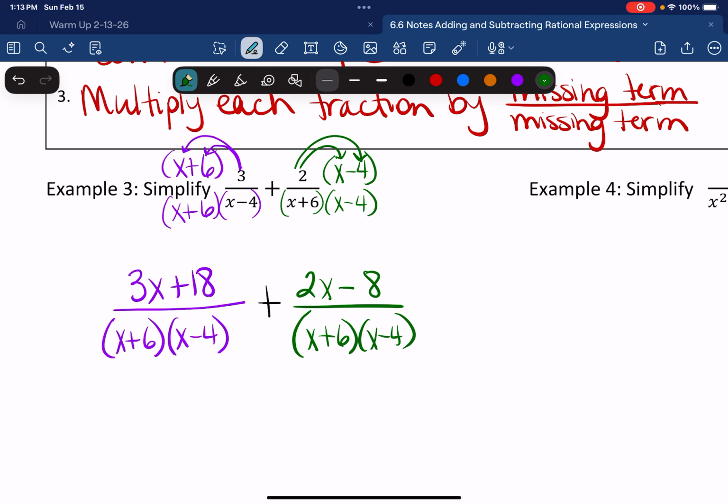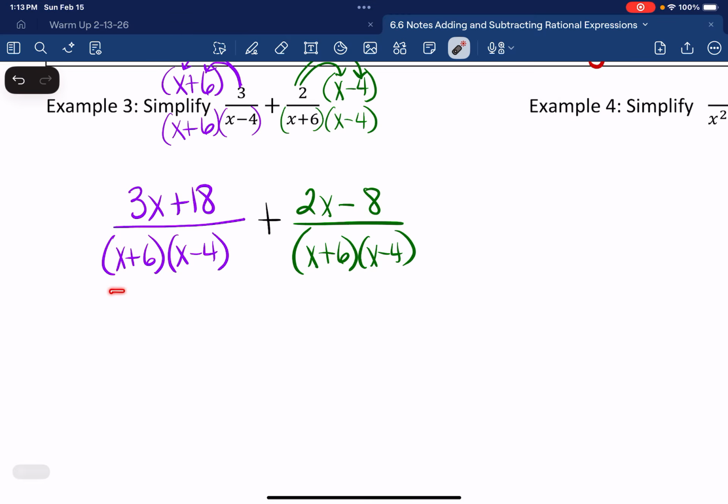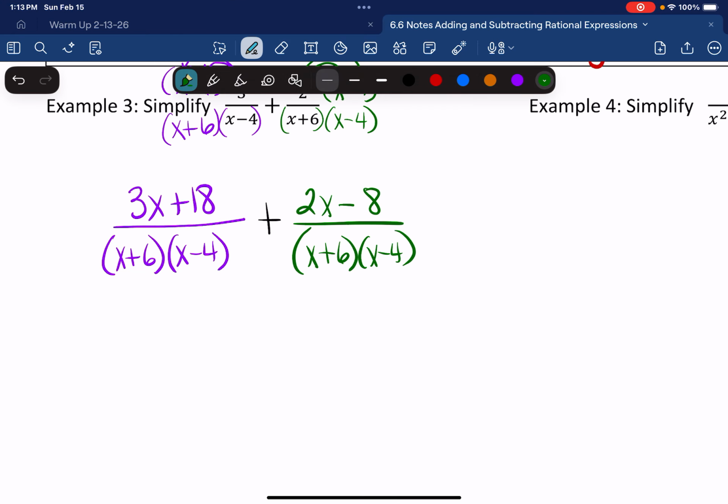And our end goal is going to be to simplify our fraction as much as possible. That's why I'm leaving my denominator factored out right now. All right, so let's combine these two fractions together. We're adding the fractions. And when you add fractions, you add their numerators, right? Once they have a common denominator. So what do they have? What are our like terms?